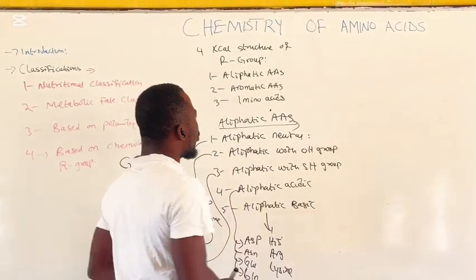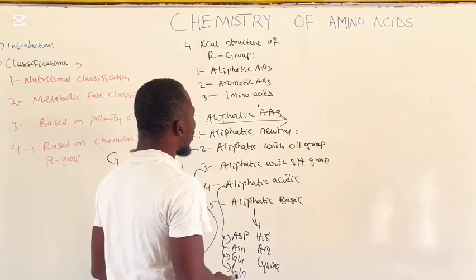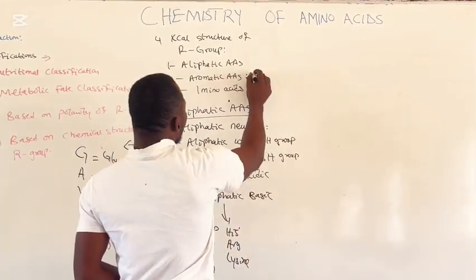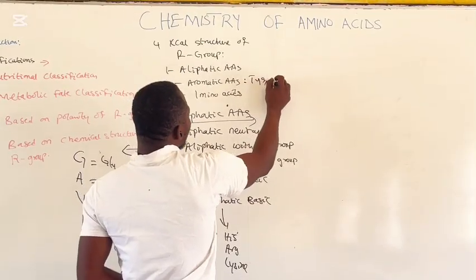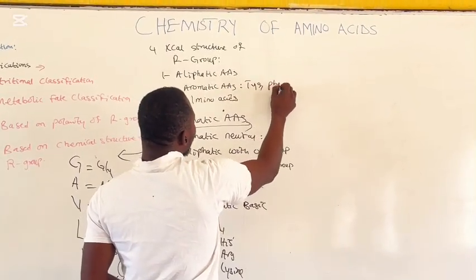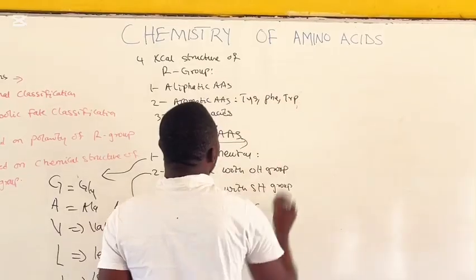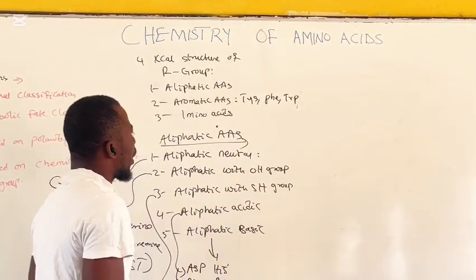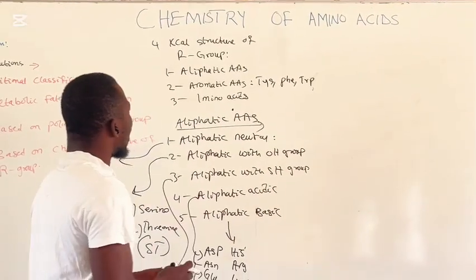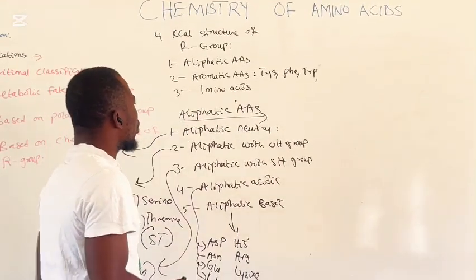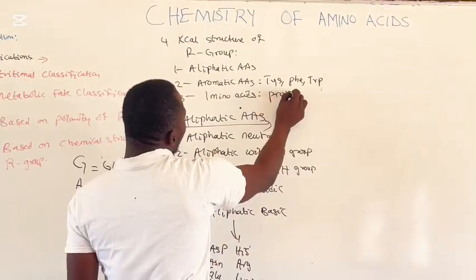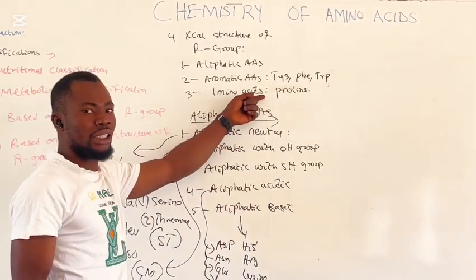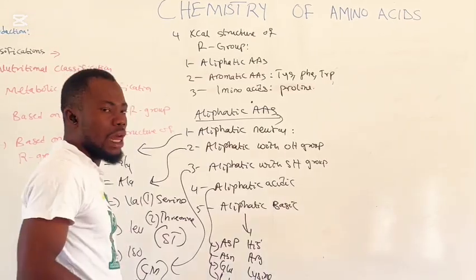The next one is aromatic amino acids. The aromatic amino acids are the amino acids that contain an aromatic ring in their structure, and they include tyrosine, phenylalanine, and tryptophan. The last one under chemical structure of the R group is imino acids. Proline is the only imino acid. Proline is not an amino acid, it is an imino acid because it contains a secondary amino group.